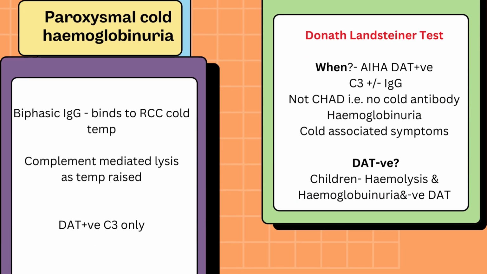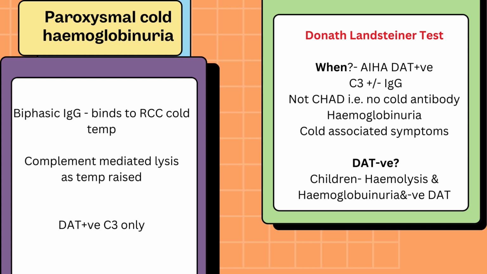Paroxysmal cold hemoglobinuria is caused by a biphasic IgG antibody that binds to red cells at low temperatures and causes complement-mediated lysis as the temperature is raised. The DAT is usually positive to C3 only. There may be agglutination or spherocytes phagocytosed by neutrophils on the blood film. It can usually be diagnosed about 2 weeks after an upper respiratory tract infection.